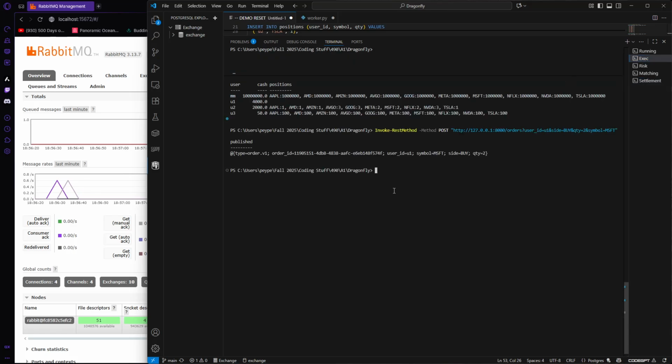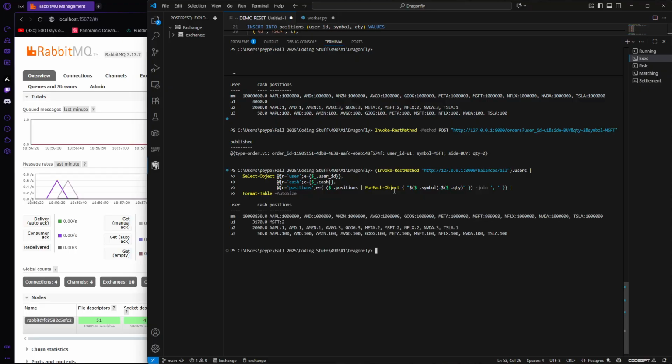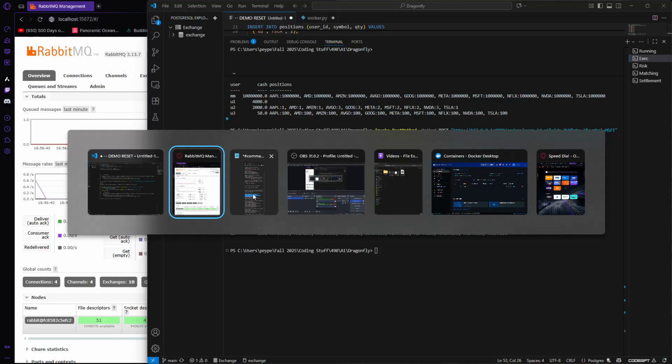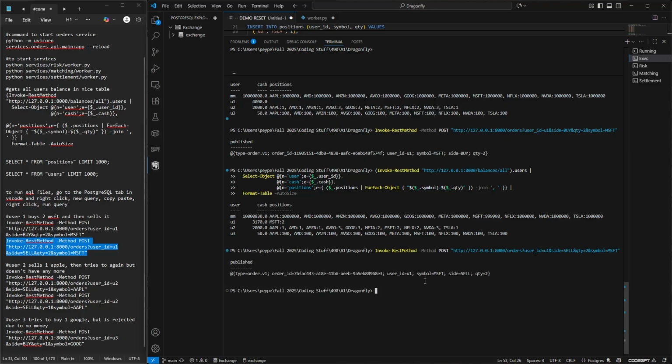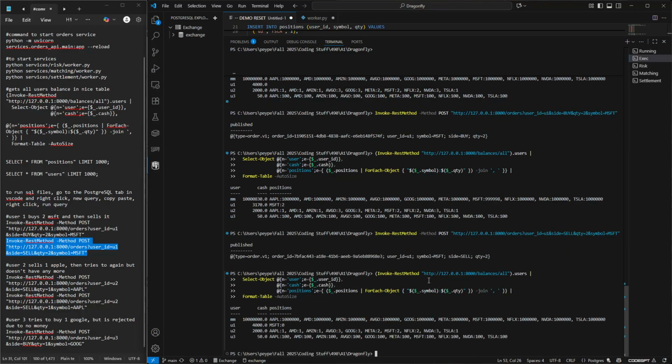So user one just bought two Microsoft. So we see in our Postgres database that user one now has two Microsoft, and we see the management service has increased the amount of money they have as well as decreased the amount of Microsoft stock they have. So now what we can do is sell that Microsoft stock back, and we will see it updated here as well: user one now has 0 Microsoft stock, and the numbers went back to before the user had bought it.